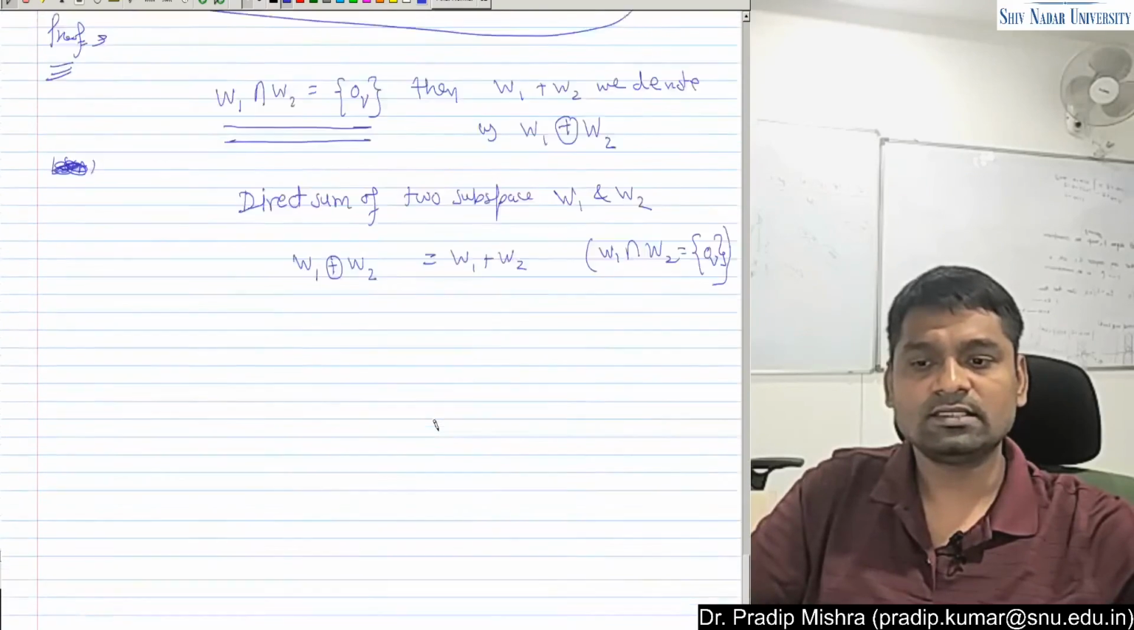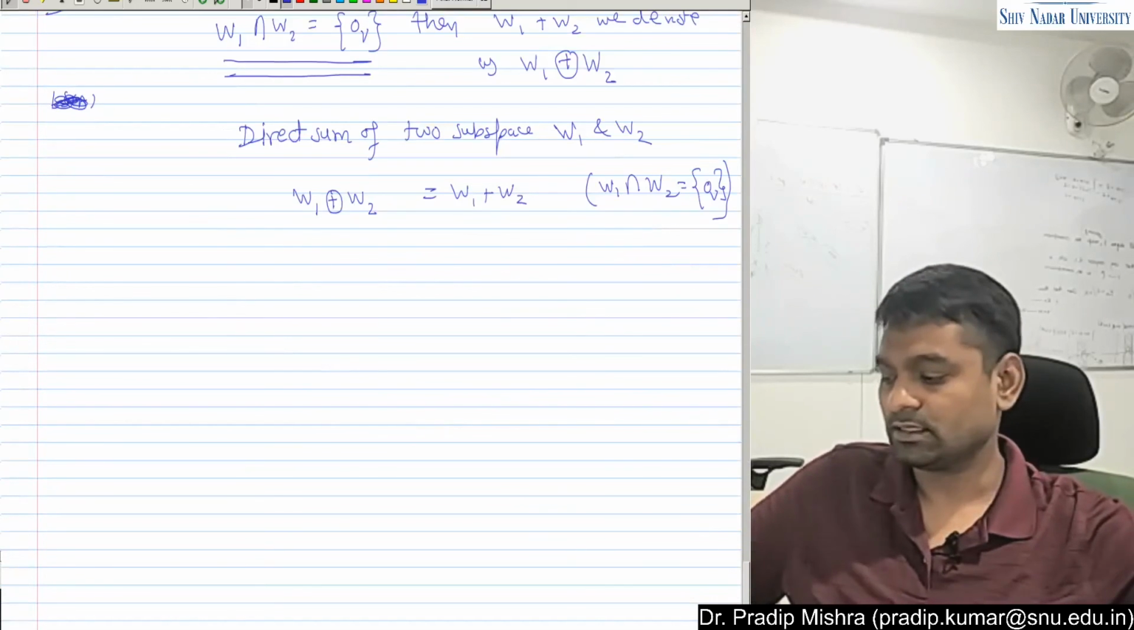So these are the methods to construct subspaces. If I quickly revise, what are those methods? One is using linear span, another is intersection, another is sum, and then direct sum is actually a particular kind of sum of vector spaces where the intersection is 0.